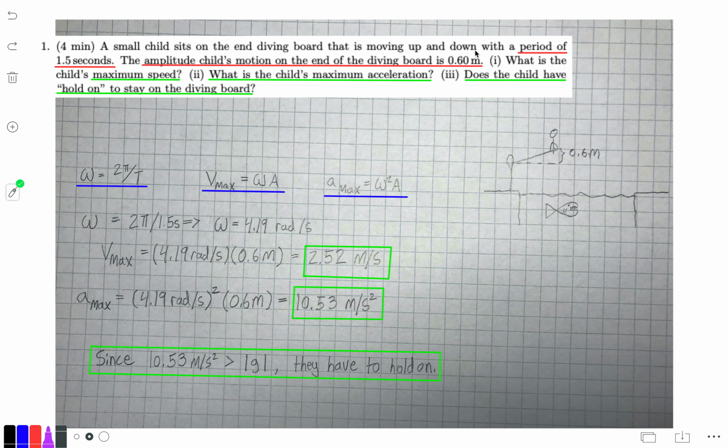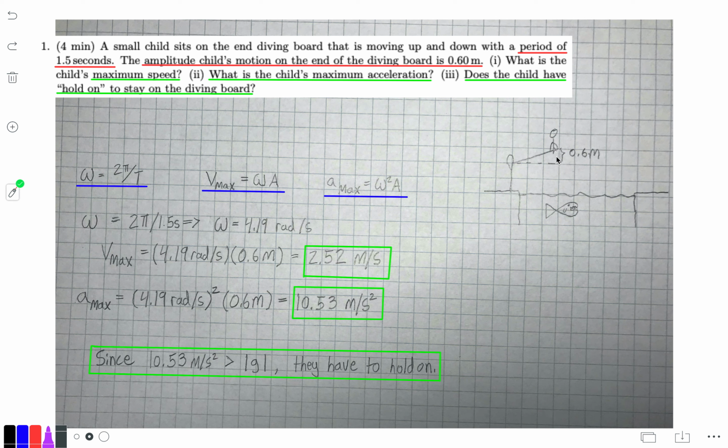Just because it's moving up and down, we can say that the child is oscillating on the end of the diving board. And relating this to simple harmonic motion, we can say that the amplitude here, this 1.6, is going to be the top of the wave. So we could say, oh, this is the top, it's going back down, and it dips down below another 0.6 meters, goes back up, and so forth, with this line being the equilibrium point.